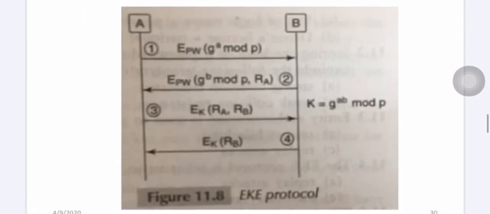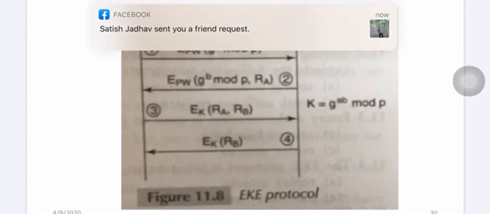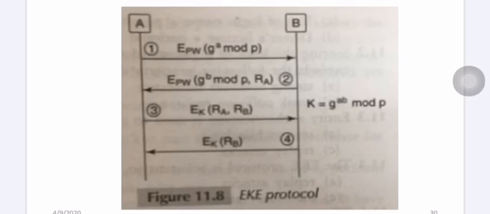Let us see the notation, with user A and user B. User A will send a request to user B, and that request will be encrypted with the help of the password. He is going to encrypt G^A mod P, where G is the generator number, A is the secret key of A, and P is the prime number. The same thing we used in the Diffie-Hellman key exchange protocol, the same application we can see here also.